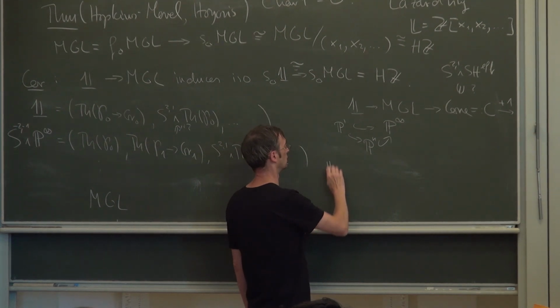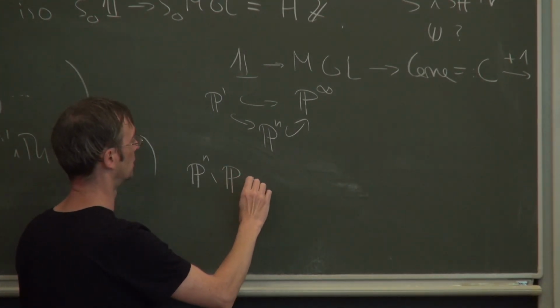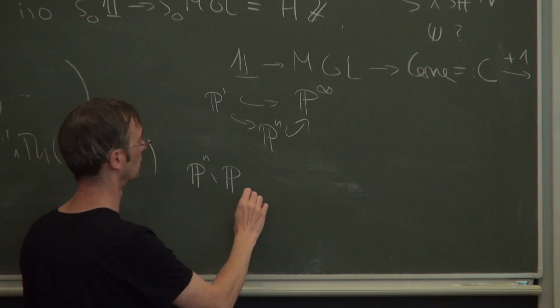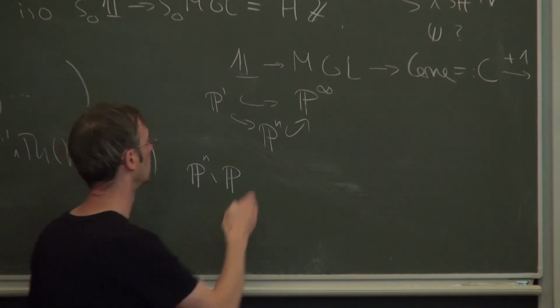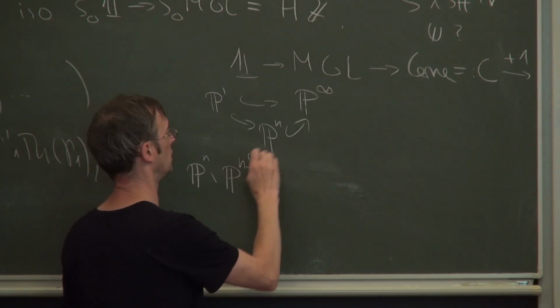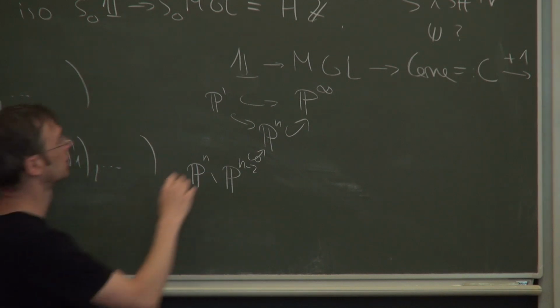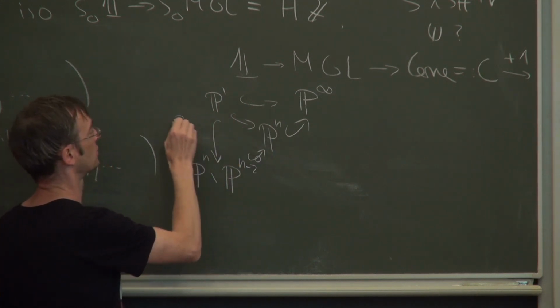Take the linear embedding of P^(n-2) in here, and this is the open complement. One can factor this embedding such that this map is the zero section of a vector bundle.